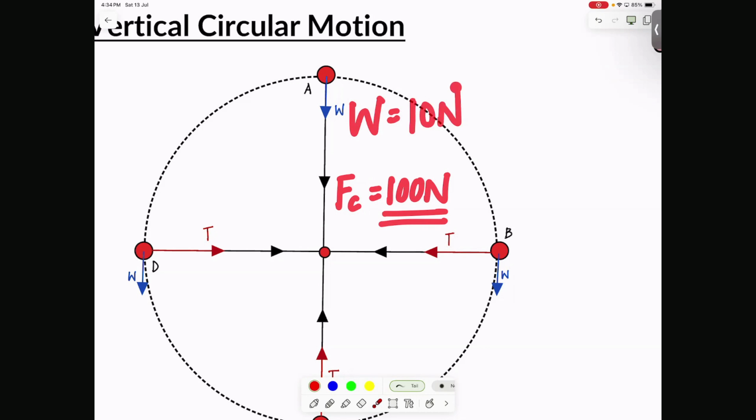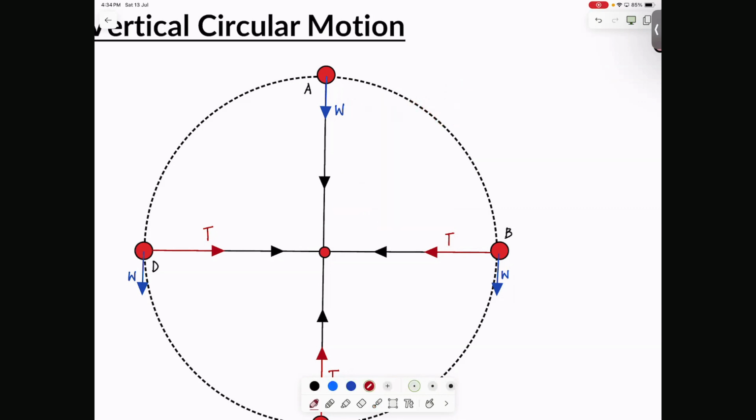Yes, it's acting towards the center, but is it enough? No, right? Do you see it's not enough? So how can I make it enough? Can I change the weight? No. So only if somebody else would come and help me. What is that? The tension, right? So again, tension will come here and help you out.